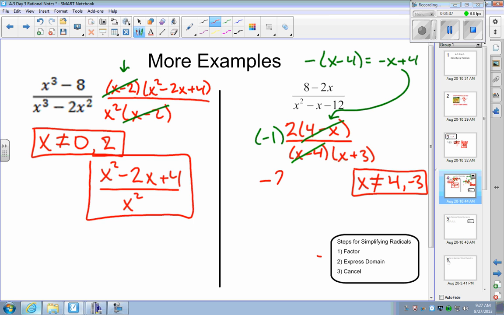Now, apply that -1 to either the top or the bottom, but not both of them, or you changed it back to an original. So just apply it either top or bottom, but not both, because that's the same thing as +1. And there's your answer there. Again, get that domain before you cancel.